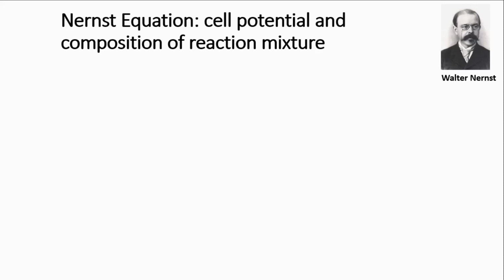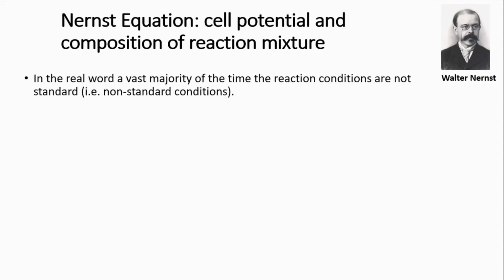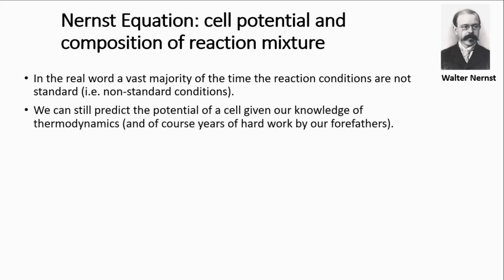Right? So let's say your electrolyte solutions are not 1 molar. What is the potential that you will get at the voltmeter? How can you calculate this? This is what the Nernst equation is good for when you're working under non-standard conditions. What is the potential that you will get at the voltmeter?